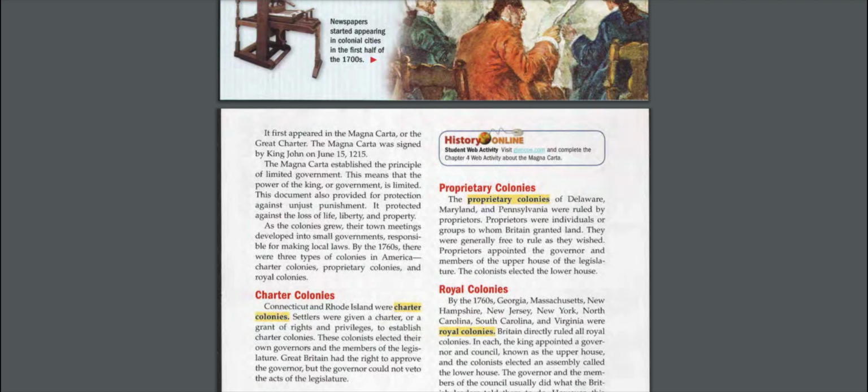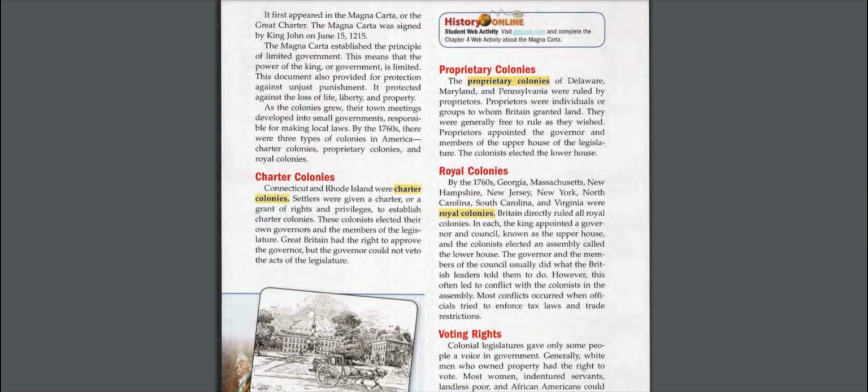This means that the power of the king or government is limited. This document also provided for protection against an unjust punishment. It protected against the loss of life, liberty, and property. As the colonies grew, their town meetings developed into small governments responsible for making local laws. By the 1760s, there were three types of colonies in America: charter colonies, proprietary colonies, and royal colonies.